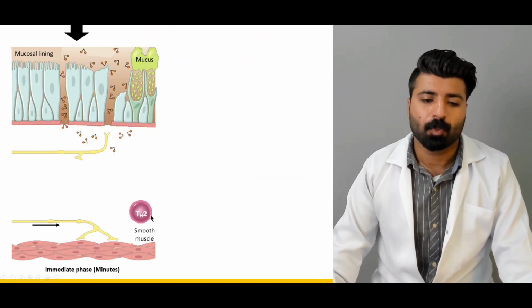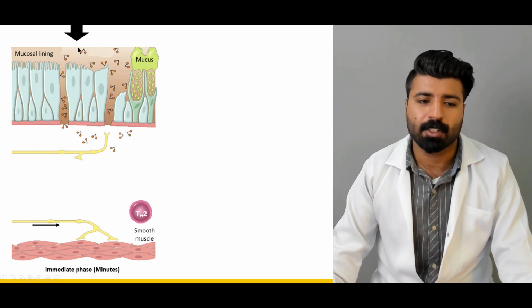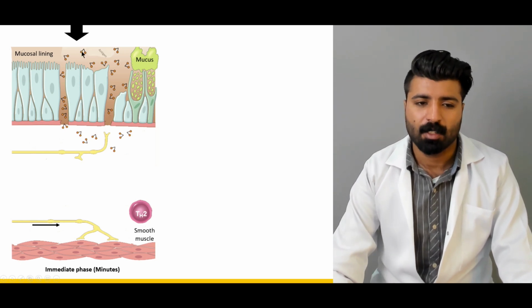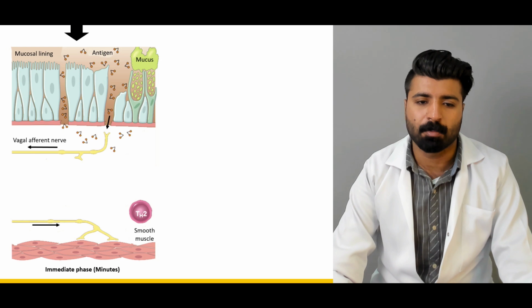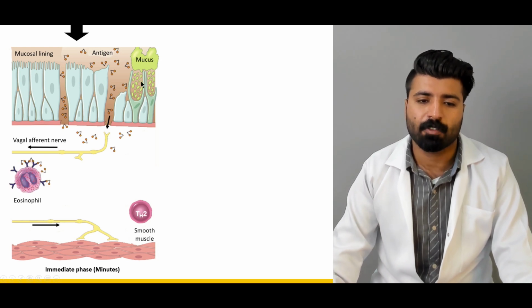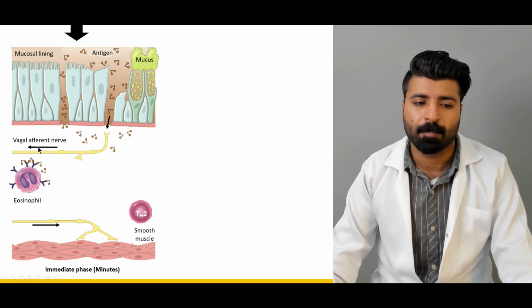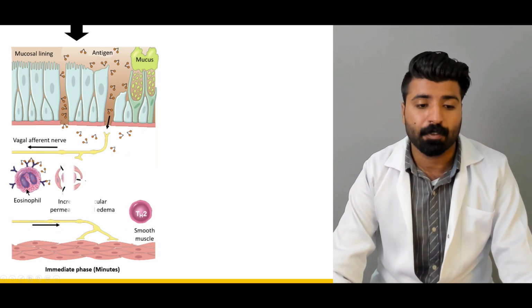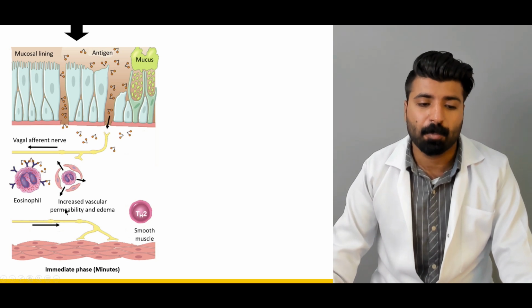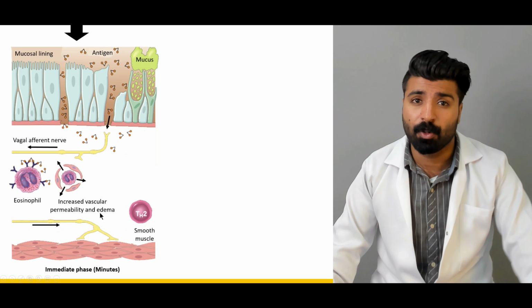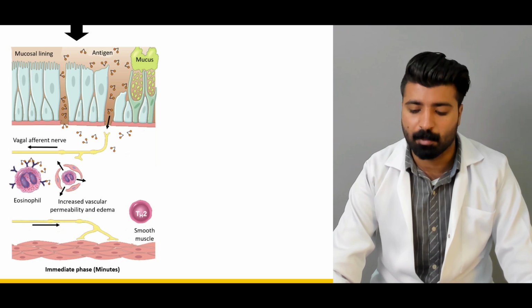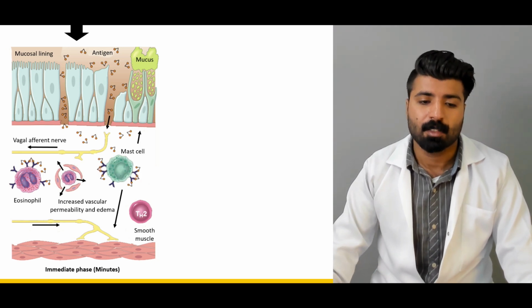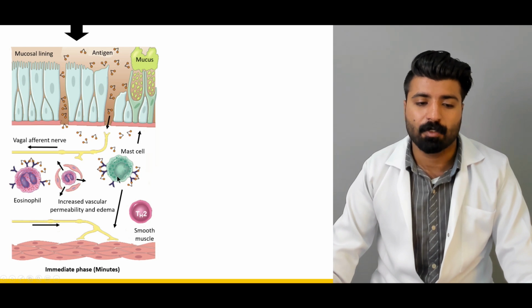So we talked about it already. So this is what happened. These are the antigens coming in, and then the vagal afferent nerve is getting the impulse, and this led to a lot of mucus formation. As you can see, a lot of mucus is here, and this will lead to the recruitment of eosinophils, increased vascular permeability and edema, due to the histamine I told you about. Then mast cells act on it. These mast cells are the ones which release those histamines, which led to increased vascular permeability and edema.